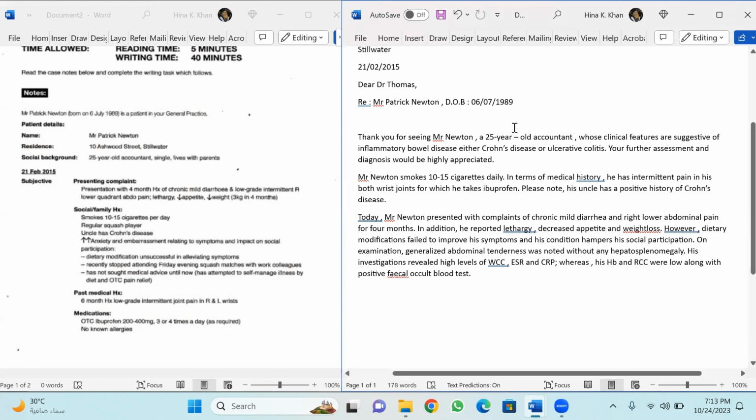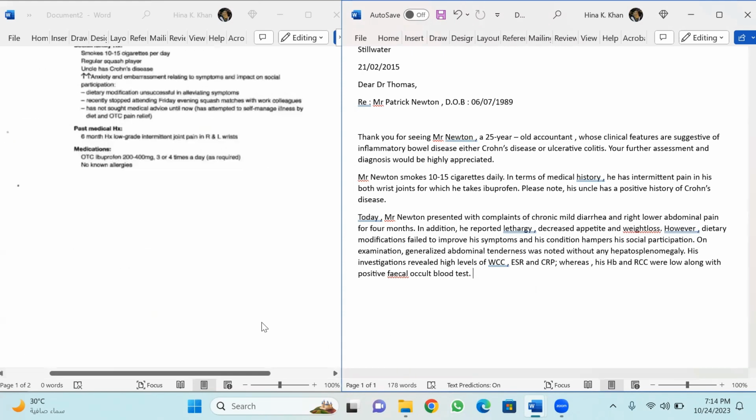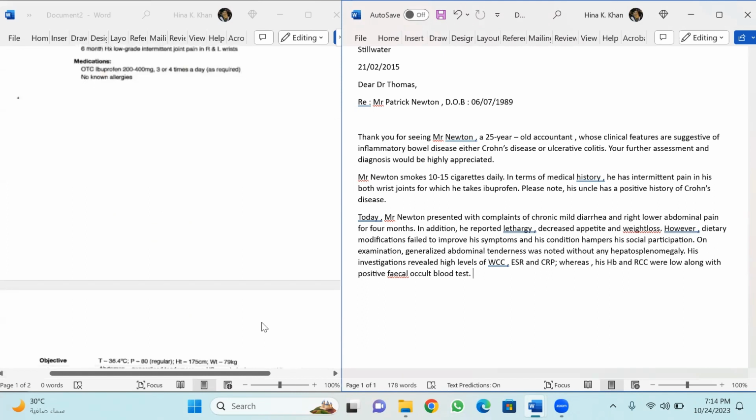Instead of date of birth, if you're writing his age, like aged 25 years, and you're writing it here, you can skip this from here. Then you will just write, okay, thank you for seeing Mr. Newton, whose clinical features are suggestive of this. You can omit this. Again, his occupation is not relevant to what the disease is. So you can remove that. Now what I will write here is again... Dr. Hina, I have a question.